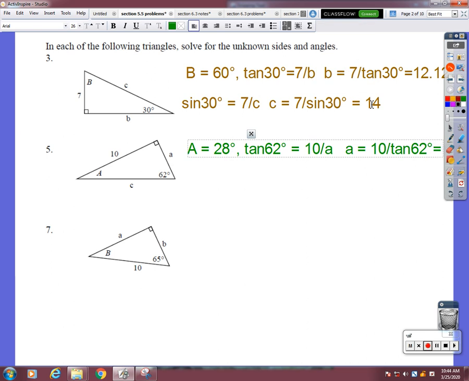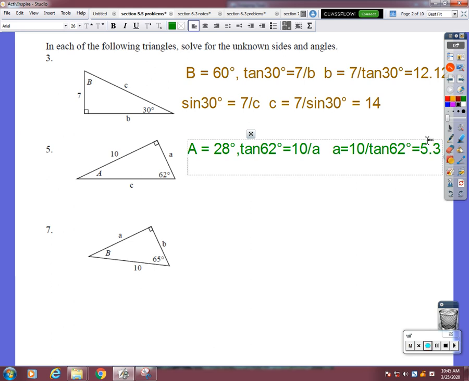which is, I'm going to need a little more room there, looks like. 10 divided by tangent of 62 is, wait for it, 5.3. Okay, let's get that to where we can actually see it. Okay. So that's side A.